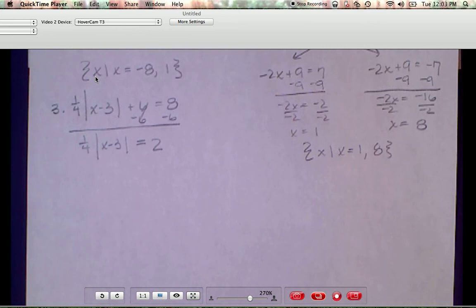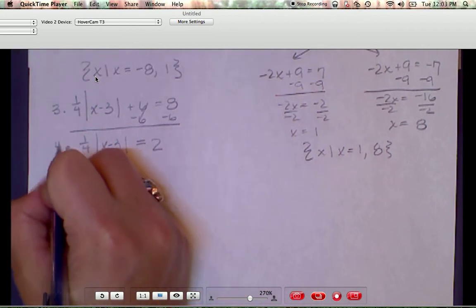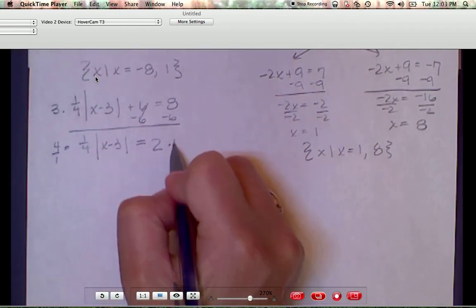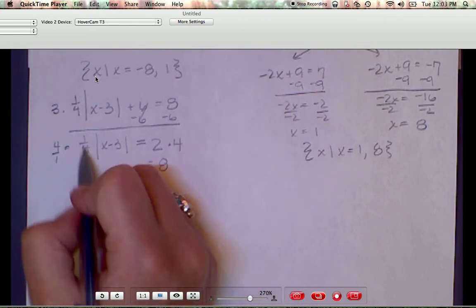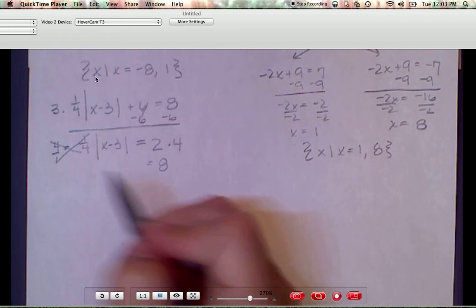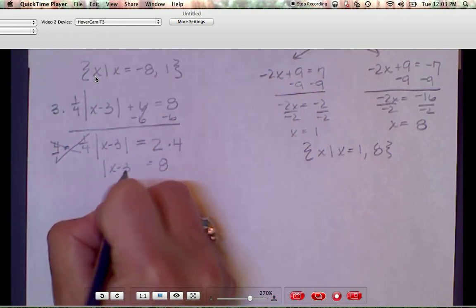Now, to get rid of the 1/4, the next thing we can do is multiply both sides by 4. In this case, 4 over 1 and 4 on this side, so 2 times 4 gives us 8. Now the 4 over 1 and the 1/4, they cancel each other out, and that's the whole point of it, is to get rid of that 1/4. So all we're left with is the absolute value of x minus 3.